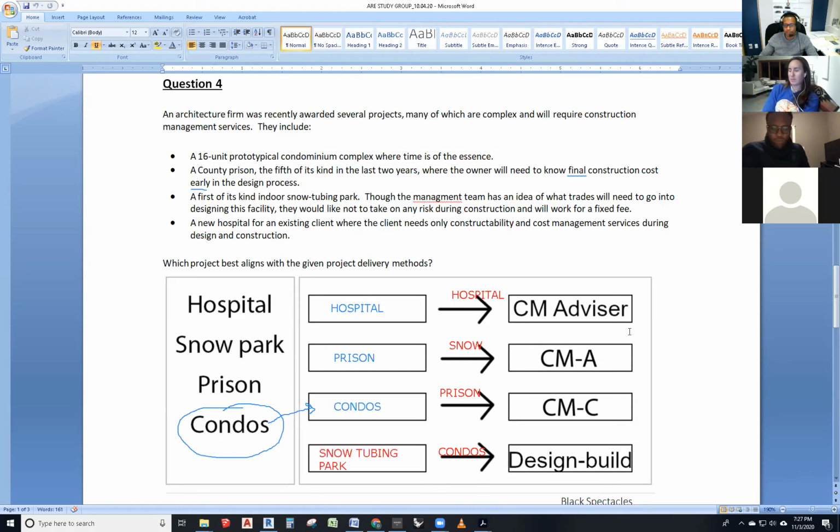Yeah, I think the only thing I would change, I think the CMA, hold on, the CM advisor, the CM as constructor, I would put that as hospital. And the other one, what's this? So CMC as the hospital. So yeah, just switch the two, and that's it.